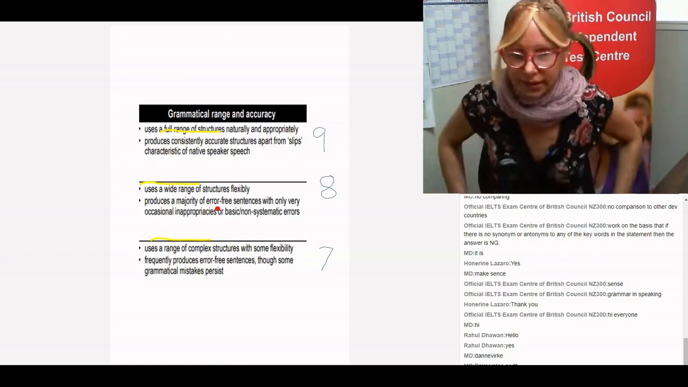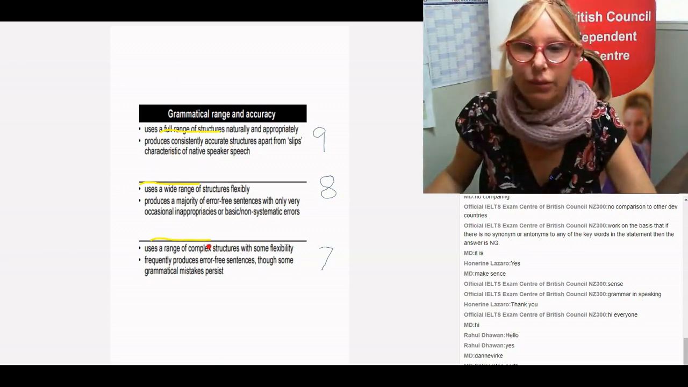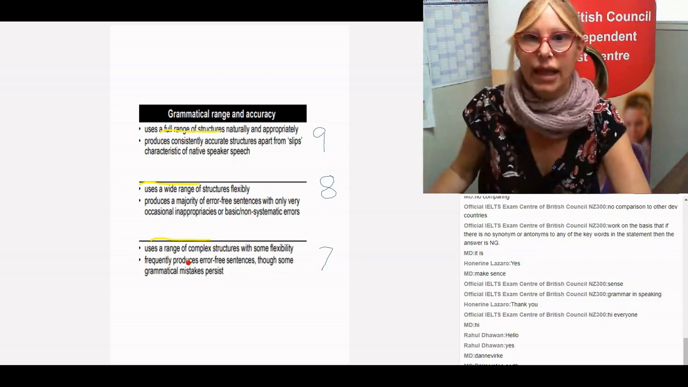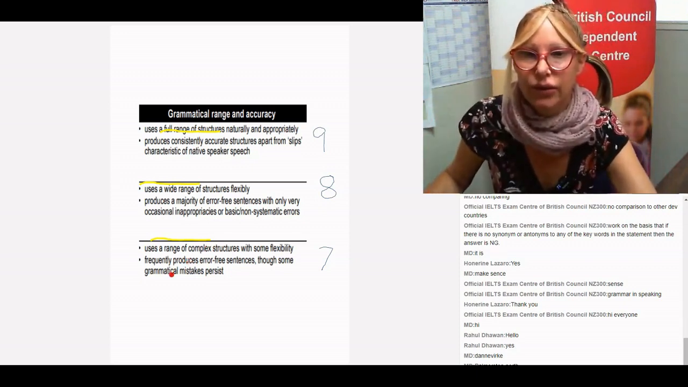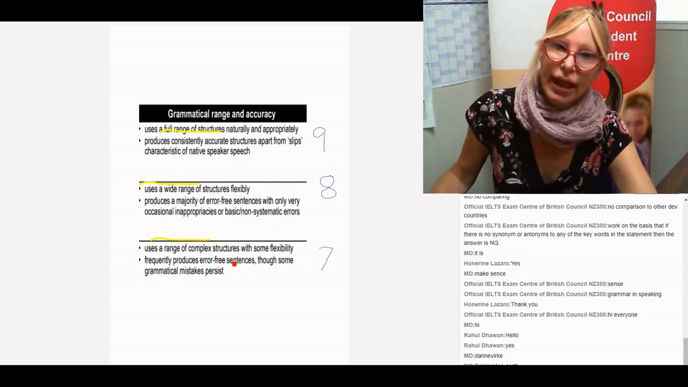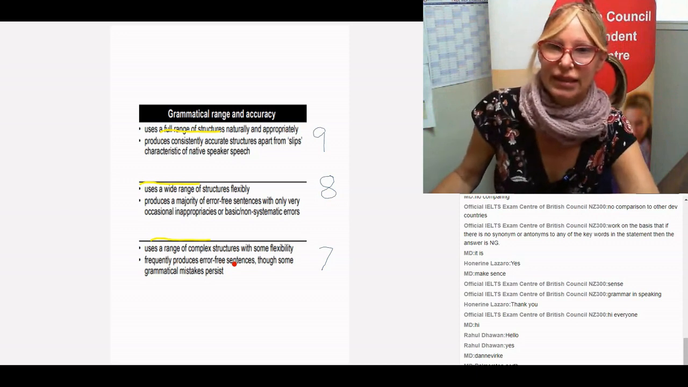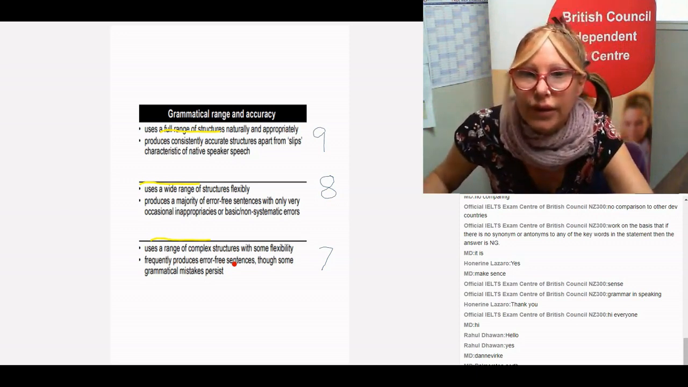Anything lower than a 7 is going to be the same sort of features, but more or less of the same thing. So for example, if you've got lots of error-free sentences, then for a 6 you would have not many error-free sentences.